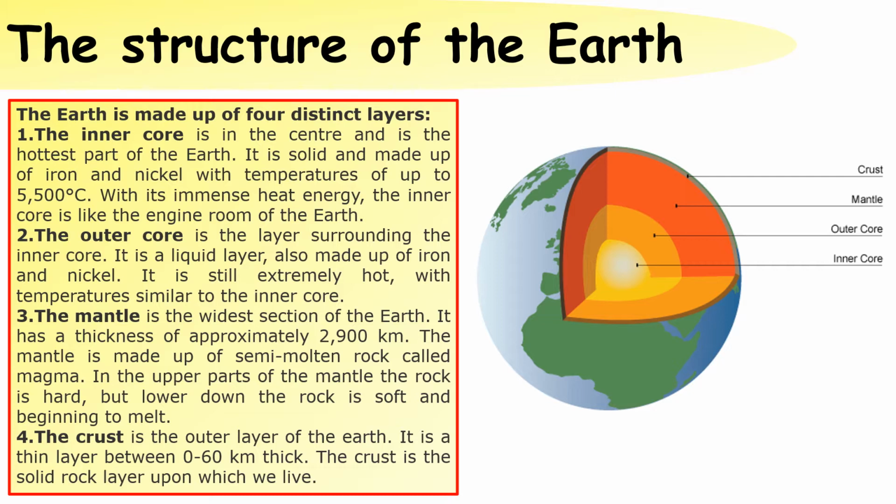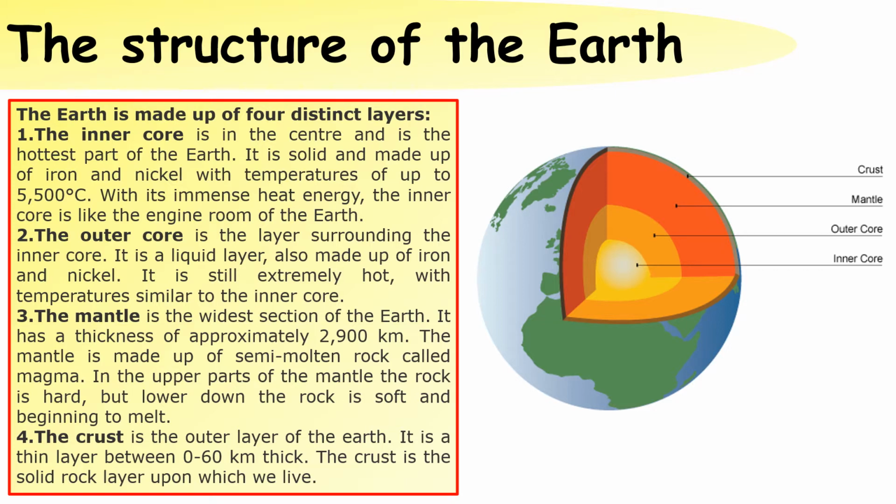2,900 kilometers. The mantle is made up of semi-molten rock called magma. In its upper parts, the mantle rock is hard, but in its lower parts it is soft and begins to melt. In the mantle, there are convection currents which move the continental plates around.